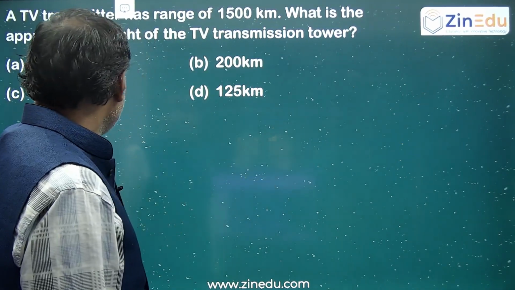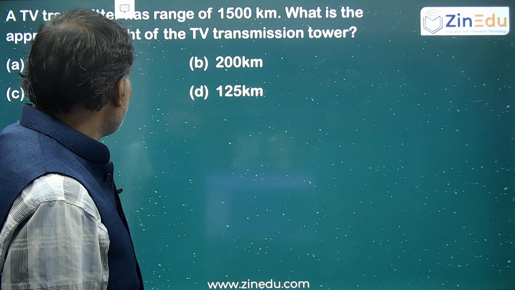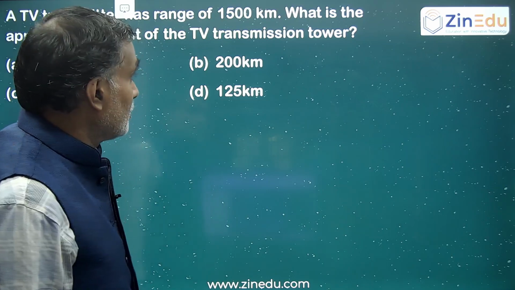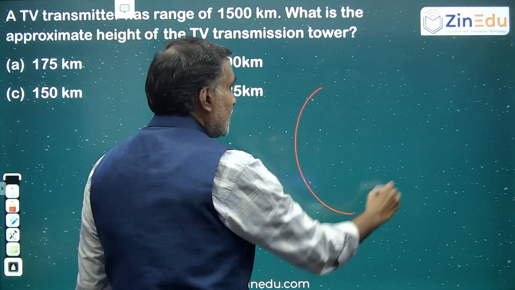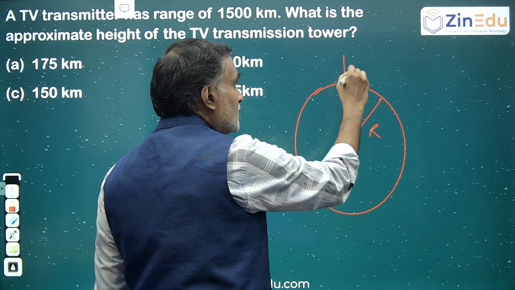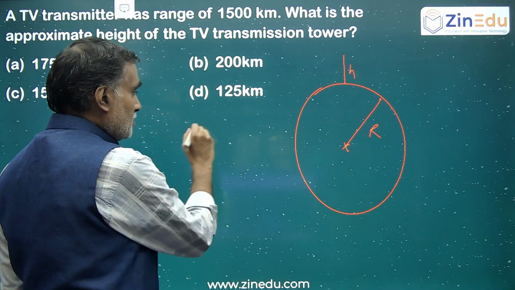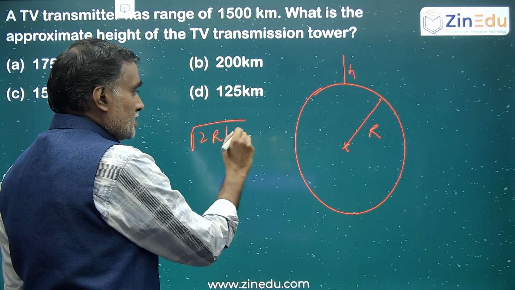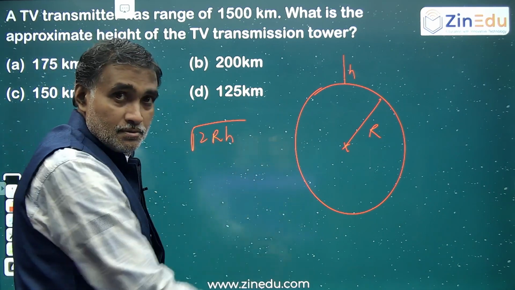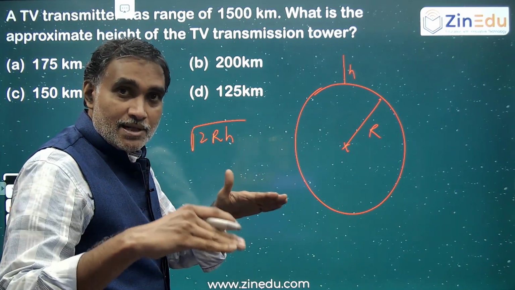Next question. A TV transmitter has range of 1500 kilometers. What is the approximate height of the TV transmission tower? Now, this is Earth, radius of Earth is r and height of the TV transmission tower is h. Then what is the distance it covers? Is given by root 2 Rh. That is range. The distance the signal from the TV transmitter covers.